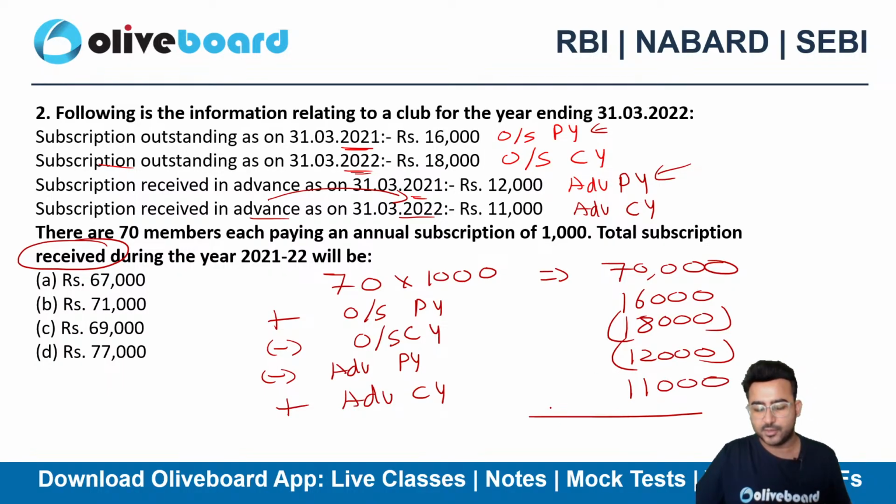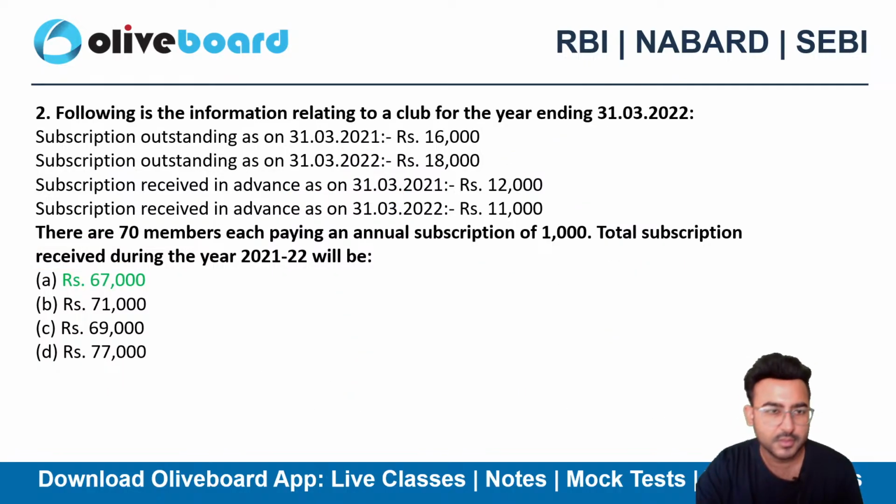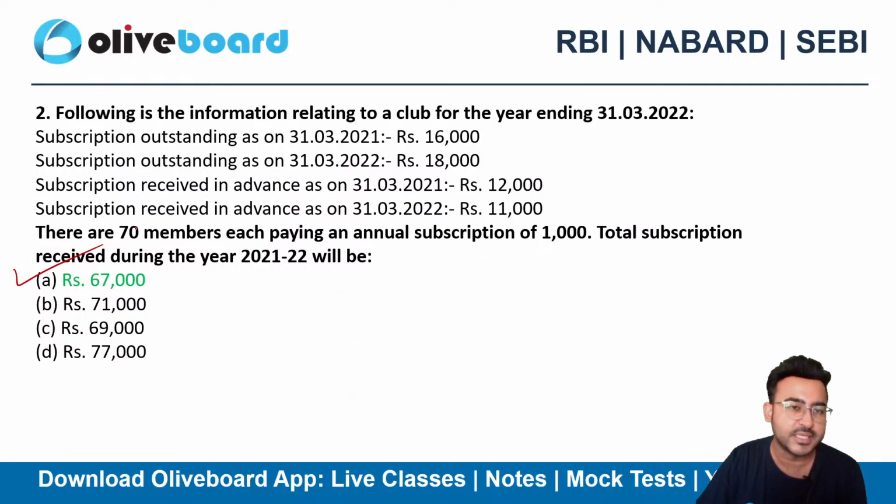The correct answer here will be option A, 67,000. Okay, 67,000 here will be the correct choice. This much I have received in this particular financial year 2022.